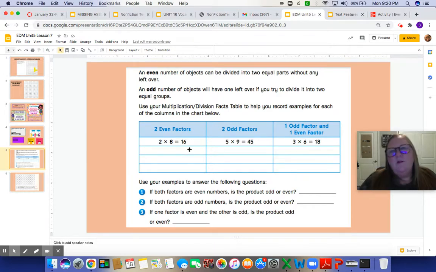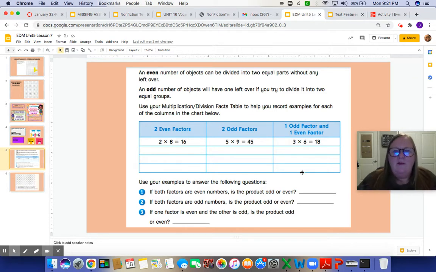Then you're going to think of two odd factors, so two odd numbers. 5 times 9 equals 45. 5 and 9 are both odd. The answer is 45. Again, the 5 is in the ones place, so 45 is an odd number. And then you're going to fill in this part of the table by doing one odd factor and one even factor. The odd factor would be 3. 3 is an odd number. An even number would be 6, and you get 18.